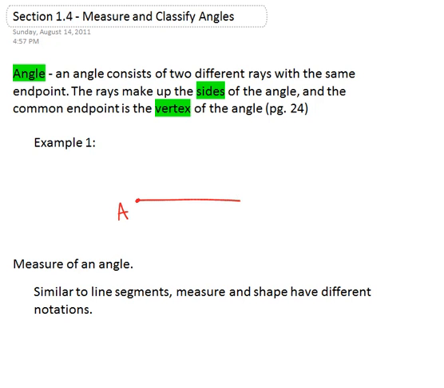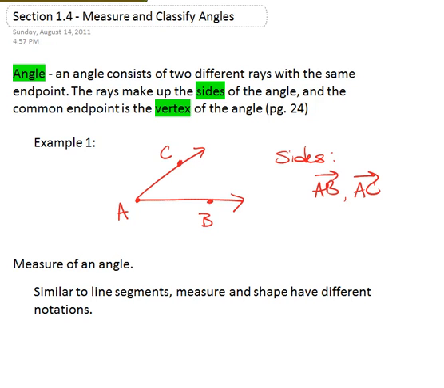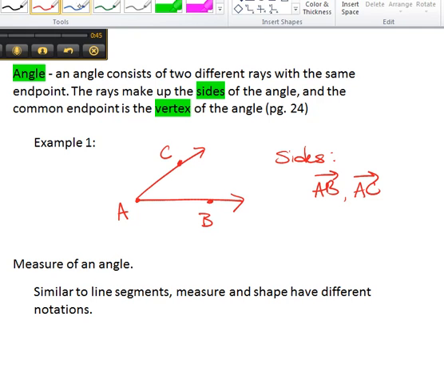We'll have one ray go off in this direction, and that will be ray AB. Another ray in this direction is ray AC. So what we have is our two sides, and those are the rays. Sides are ray AB and ray AC. And the common endpoint of those two rays is what we call our vertex.